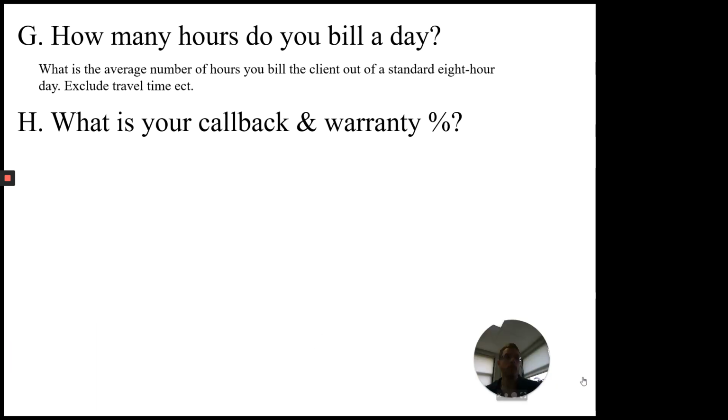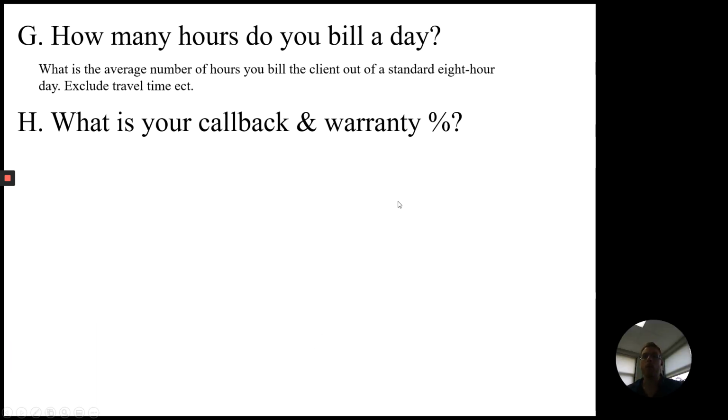Also, we need our callback and warranty percentage. We all know in this business it sucks, but we're always doing callbacks, we're always doing warranties. So it's very important that we have that percentage. If you do $100,000 and $5,000 of it is free callback warranty, that's 5%. Come up with a percentage and hopefully be accurate. If you don't have it tracked, then try to be as conservative as possible on the estimate because it's important.